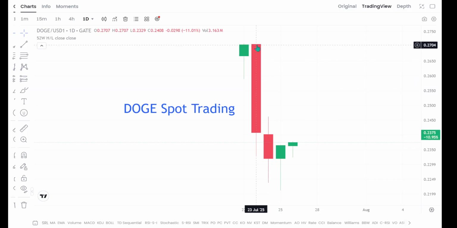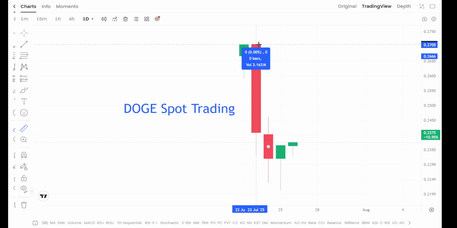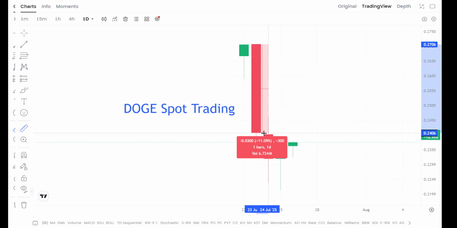On the next day, on 23 July 2025, the market price of doggy was open at 0.2705 USD1. Market price went down and was closed at 0.2406 USD1. Market price had decreased by 0.03. It is 11.09%. 300 USD1 was the loss in that day, and 6.724 million doggy has been traded.